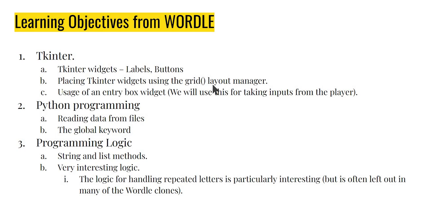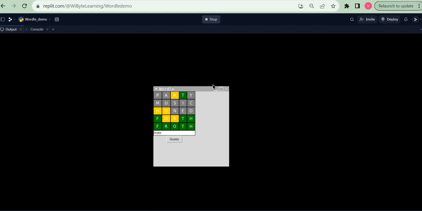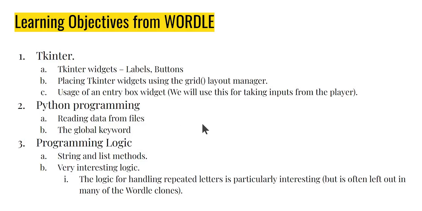But the interesting bit is that in this case, the widgets will be formed on the fly and the entire placement will happen as we go along. What I mean is, remember, as I kept entering these words, the labels kept getting formed and the entire thing kept on moving down. So we're going to see how the grid layout facilitates that.